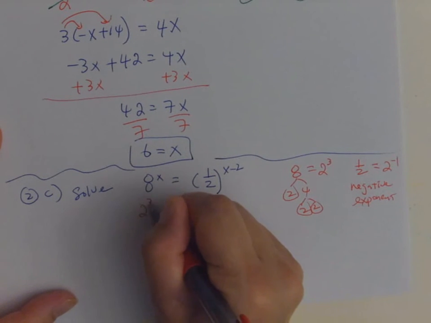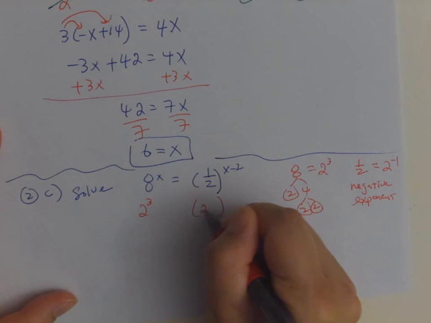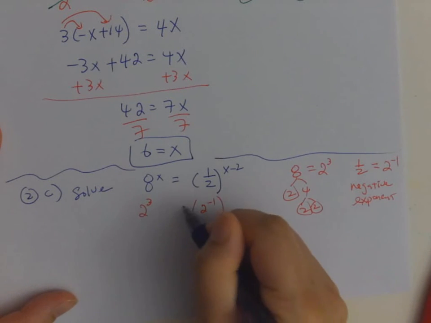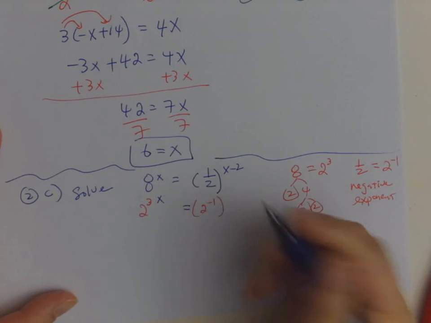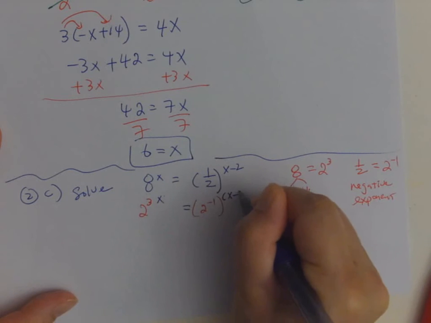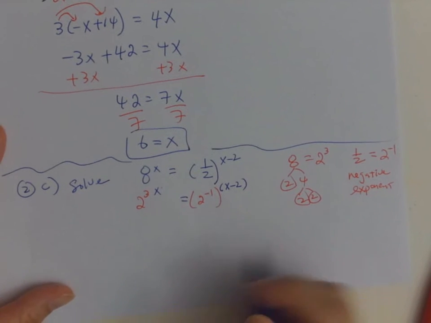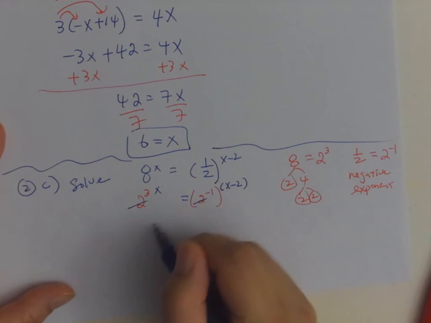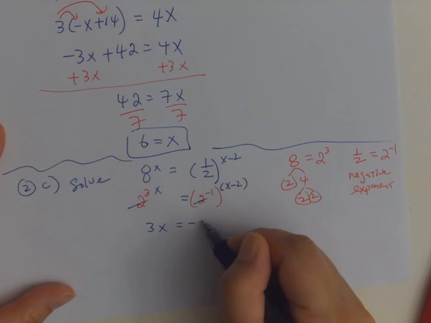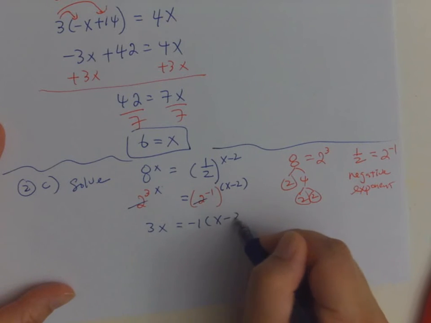So 2 to the third power, this is 2 raised to negative 1. And then copy down what we already have. This is an x here. This whole thing is x minus 2. Okay, so make sure they're together. We cancel the base. 3x equal to negative 1 times x minus 2, right?